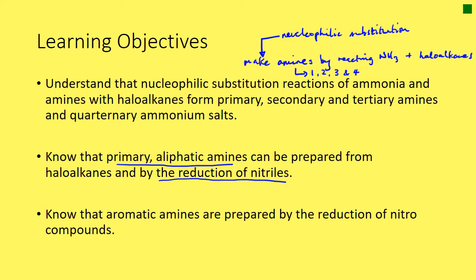So let's start off by seeing what our learning objectives are for this lesson, the first one of which is here. We want to understand that nucleophilic substitution reactions of ammonia and amines with haloalkanes form primary, secondary and tertiary amines and also quaternary ammonium salts. Yuck, what does that mean? Let's try and work out what it means.